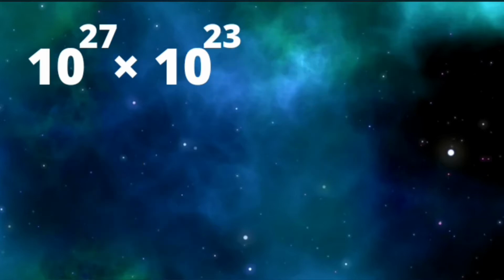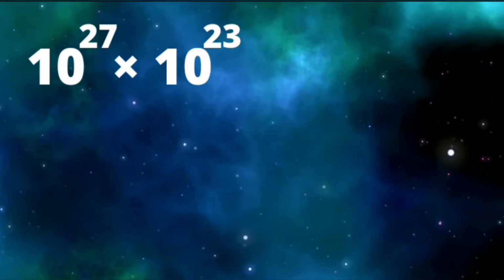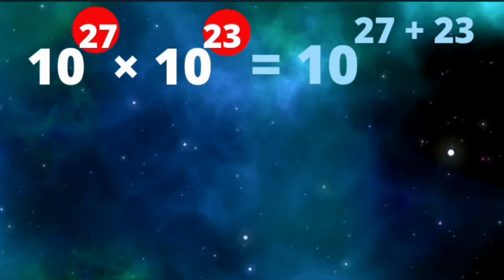So the multiplication law makes multiplying large numbers pretty simple. If we were to simplify 10 raised to power 27 times 10 raised to power 23 by expansion, it would be really difficult writing 10 times 10 times 10 times 10 into 27 places and then also doing that for 10 raised to power 23. But we can use the multiplication law to solve this. How? Pick one of the base and add the powers. So we would have 10 raised to power 27 plus 23. 27 plus 23 is 50. So the required answer will be 10 raised to power 50.